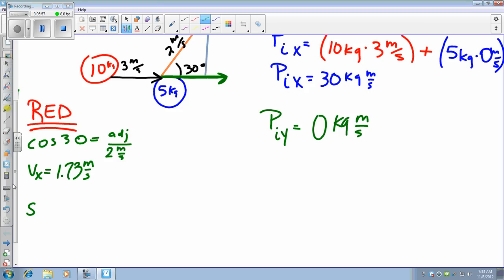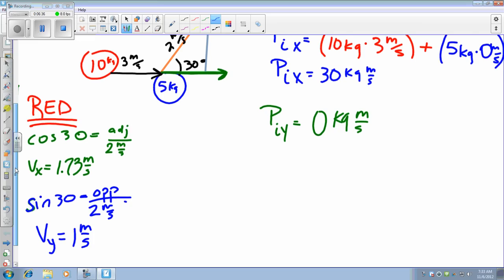All right, now let's find the velocity in the y. For that, we're going to do sine. Let me use a new color just for fun here. Sine 30 is equal to opposite, I'm sorry, opposite divided by 2 meters per second. And we get a velocity in the y equal to 1 meter per second. Nice. All right, so that's kind of like half the battle there. We now know a lot of good information about the red ball, which will help us understand its motion and help us get to its momentum.